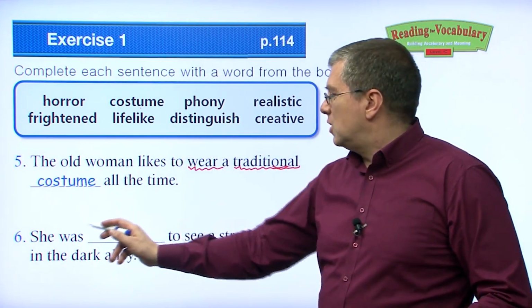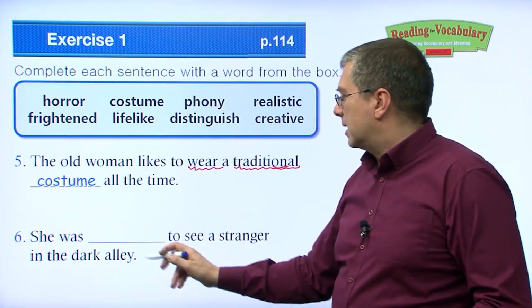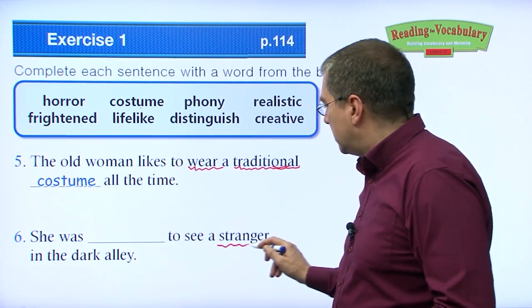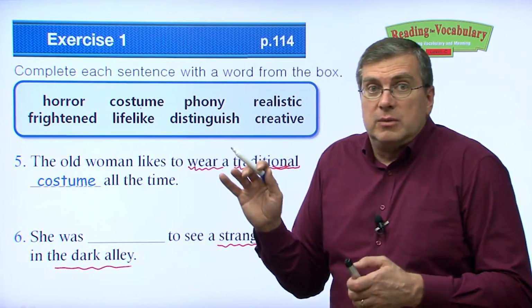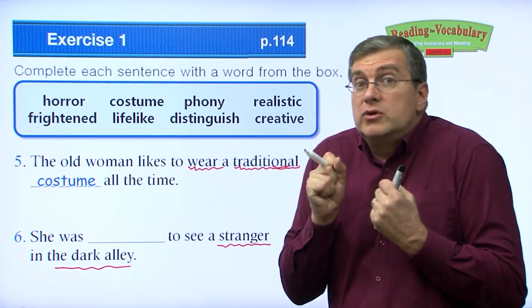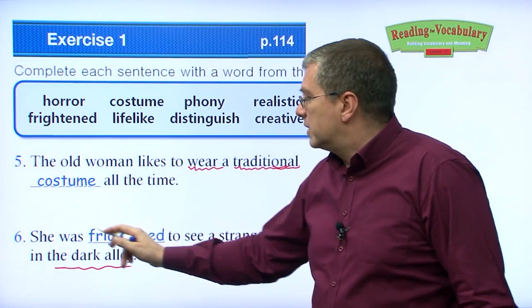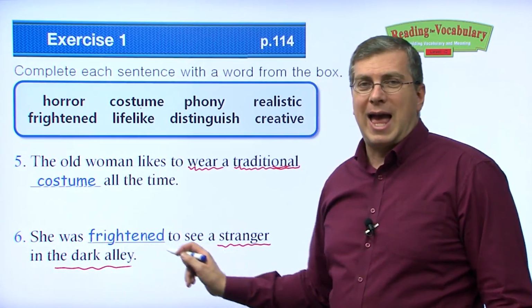Number 6, she was beep to see a stranger in the dark alley. She was what? If you see a stranger, somebody you don't know, in a dark alley, it's dark. This could be surprising. You could be a little frightened. She was frightened to see a stranger in the dark alley.